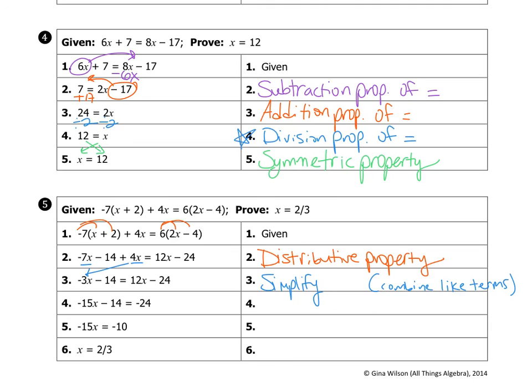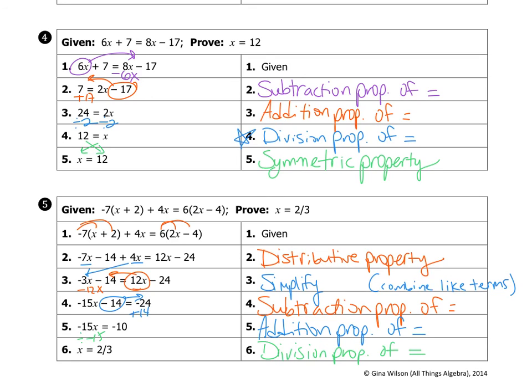Now for the last few steps, we have the subtraction property, because they subtracted 12x from both sides. Then we have the addition property, because they moved their negative 14 over by adding it. And lastly, they have the division property, because they divided by negative 15. Remember that there's lots of other possibilities of what we could use on the right side for the reasons, but these are the main ones that you will see.